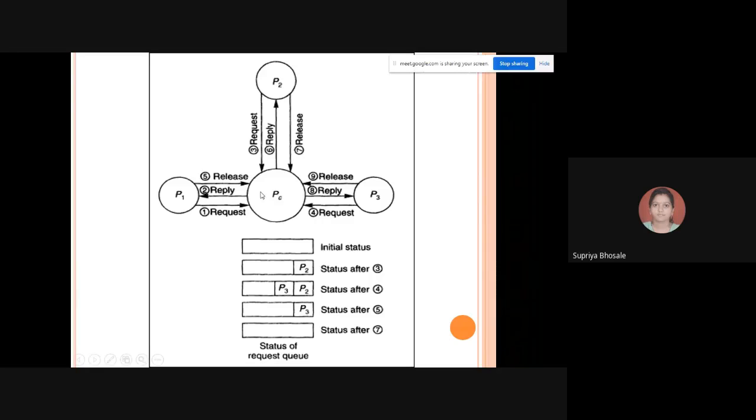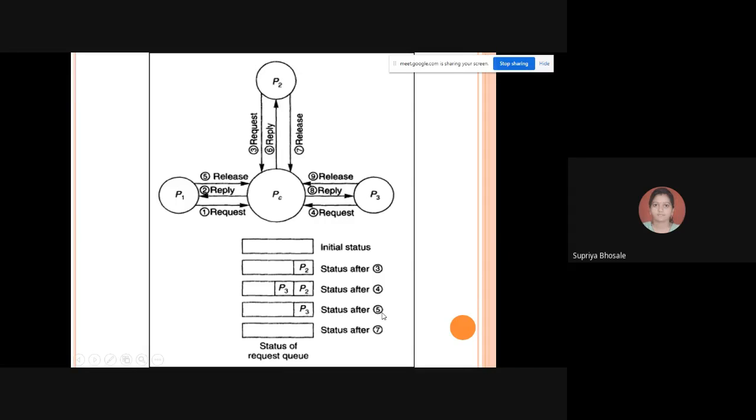Then suppose P1 has released itself from the critical section. So this release message will come to the coordinator. After getting the release message, he will put the first entry in his queue into the critical section. The first entry is for P2. So here the coordinator will send the reply message to P2 that now you can enter into the critical section, and now only P3 will be in the queue. So this is the status after your request number 5.